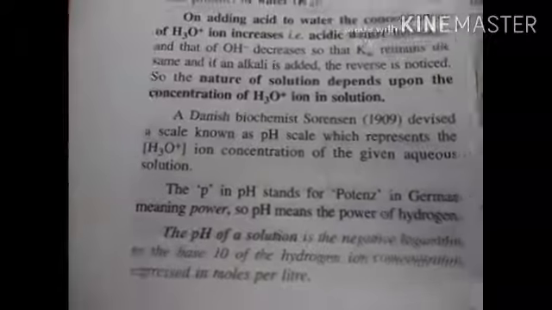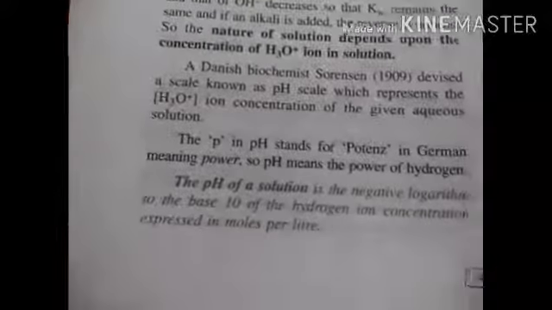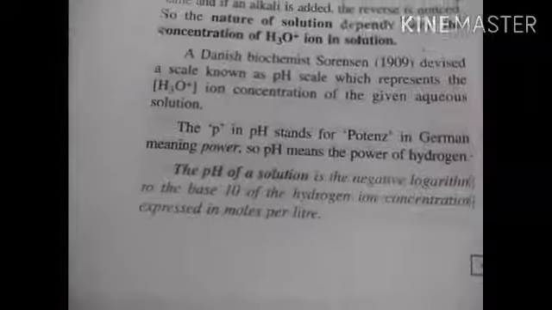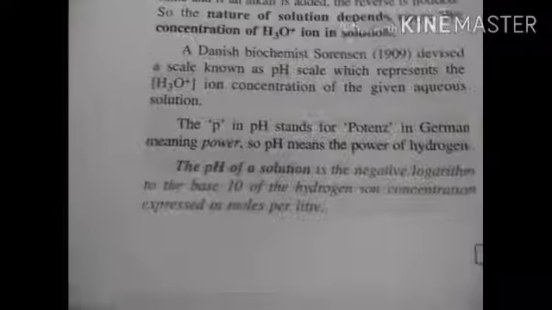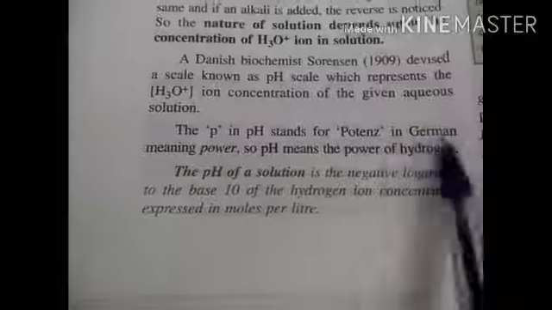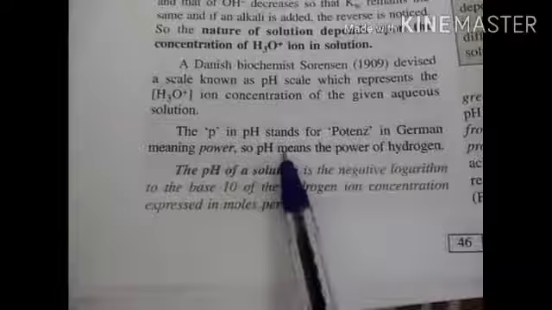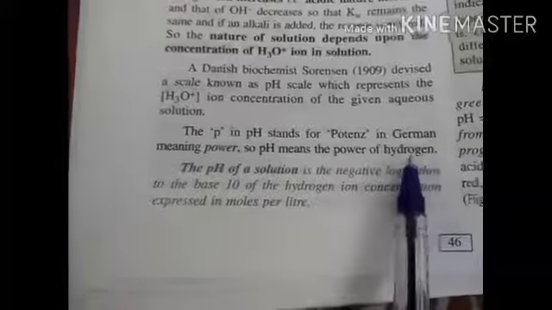Now let us see how to calculate the pH of a solution. Basically, pH is a measurement which tells us by what amount the solution is acidic or by what amount the solution is basic. With pH we tell about the acidity. Here, as you can see, it is written that P in pH stands for potens in German, whose meaning is power. Small p and capital H. pH means the power of hydrogen, that is, how many hydrogen ions are present in the given solution.